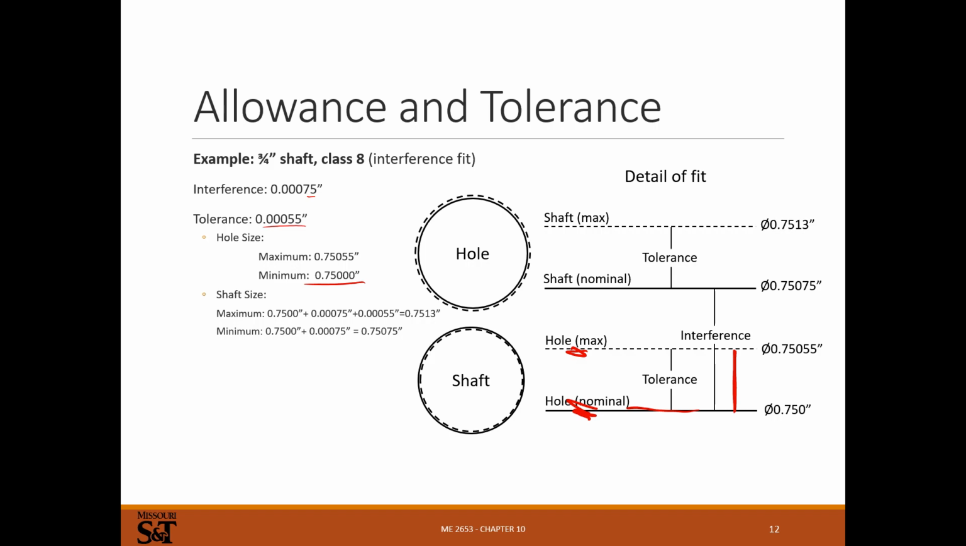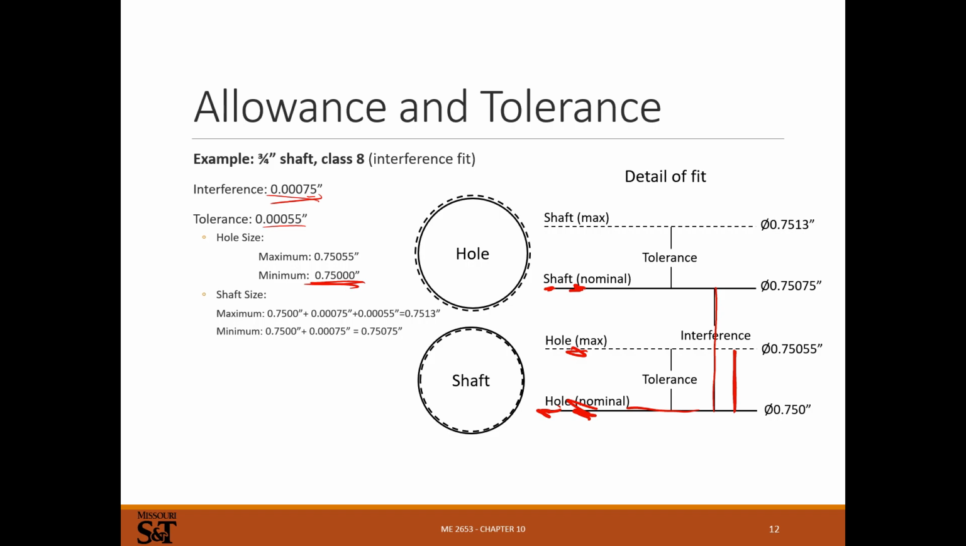The minimum shaft size. So actually, let's go nominal shaft size. So the nominal shaft size is going to be the hole nominal size plus the interference, which is this 3/4 of a thousandth here. So we're going to add the interference to our nominal hole size, and that's going to be our nominal shaft size. So in a perfect world, we'd make the hole this big, the shaft this big. We'd have our specified interference, and we could press these things together, and they'd stick together.